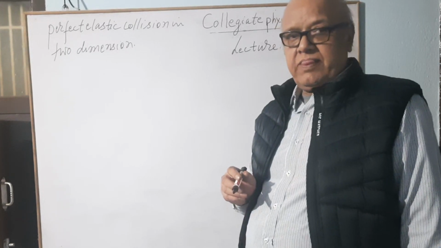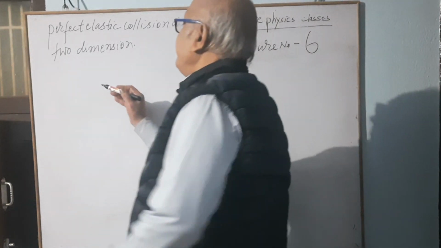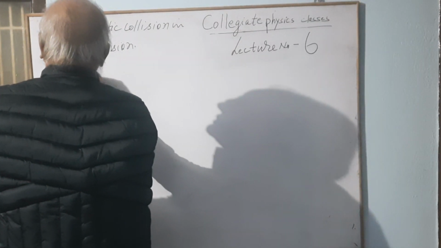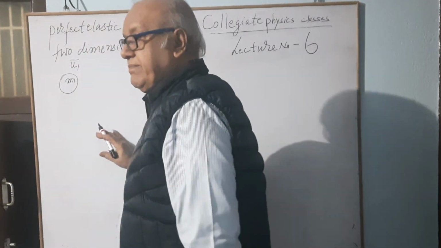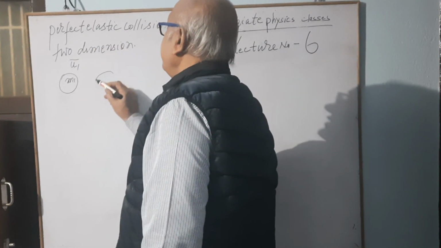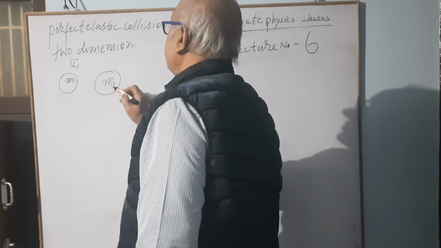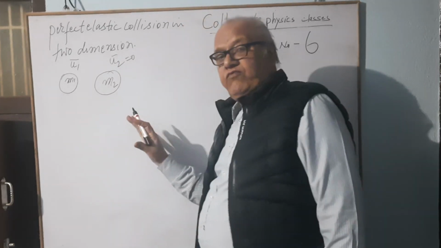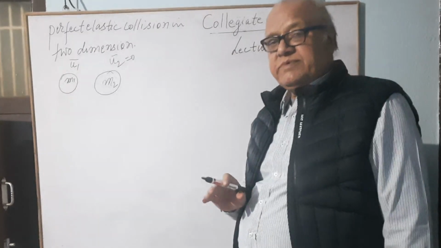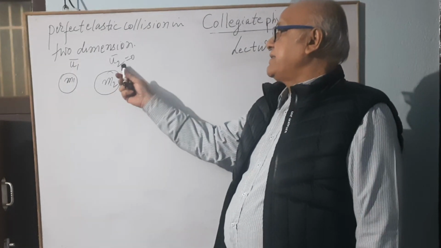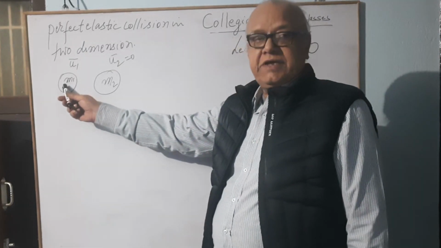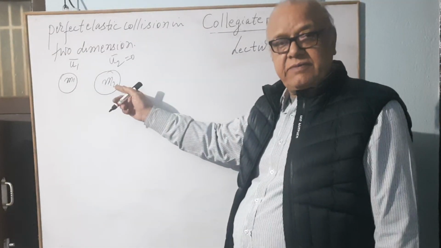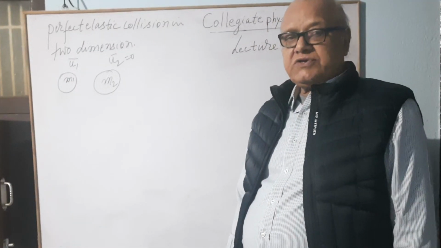For this, suppose that the mass of first body is m1, its velocity is u1, the mass of second body is m2, its velocity u2 is equal to 0. For simplicity, we have assumed that this second body is at rest and the first body is colliding against this second body. This collision is not head-on collision.